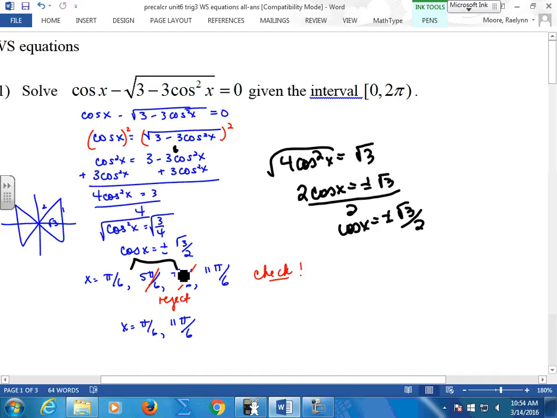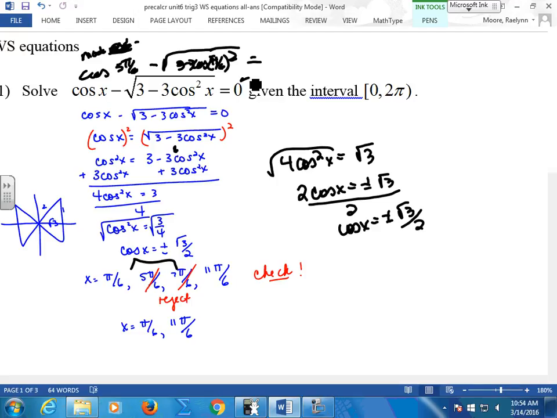Since this is an equation, put your mode in radians, and just put the whole thing in. Cosine, just take 5 pi over 6 minus the square root of 3 minus 3 times the cosine of 5 pi over 6 squared. And when you hit enter, if it's not 0, it didn't work. And then try the other negative. It's not going to work. The 2 negatives won't work. So you must say reject on those negatives. Okay?